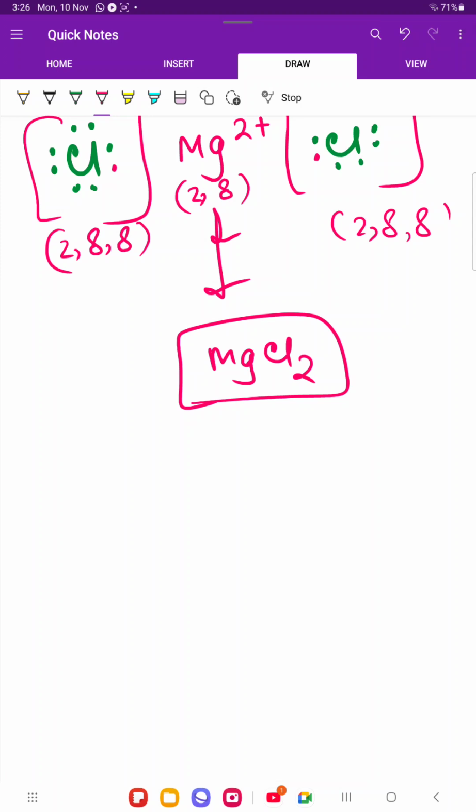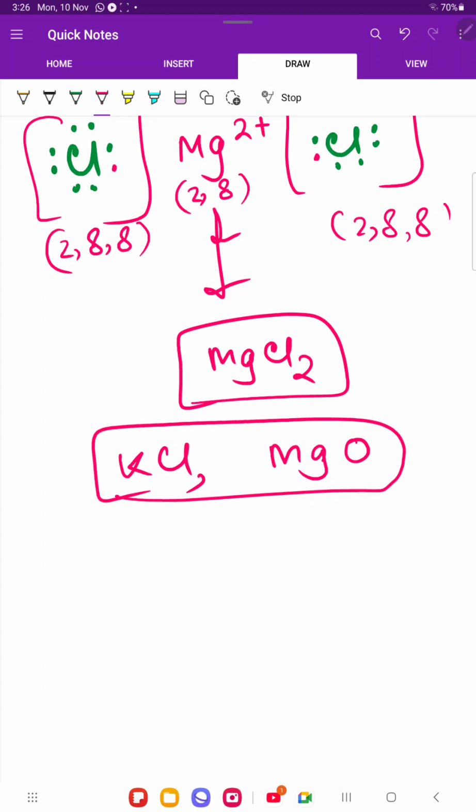So this is how ionic compound formation happens. We can have some other examples also. We can try KCl, or any other salt, like magnesium oxide and so on. You can do that as your homework.